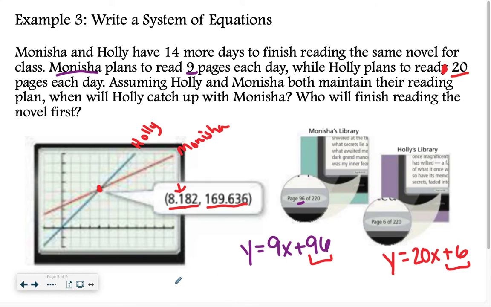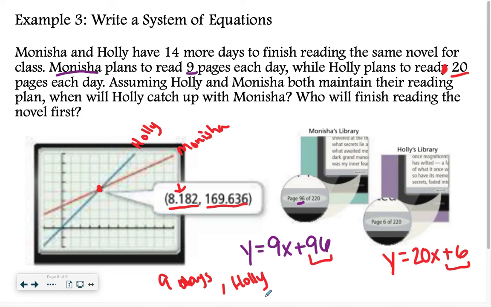So Holly will catch up after 9 days. Oops, it would help if I wrote days. And then who will finish reading the novel first? You can see that Holly's line kind of gets higher. It passes up Monisha's. So Holly will be the first person to finish her novel. Okay. If you have questions about that, please don't hesitate to ask. I'm more than happy to help you.